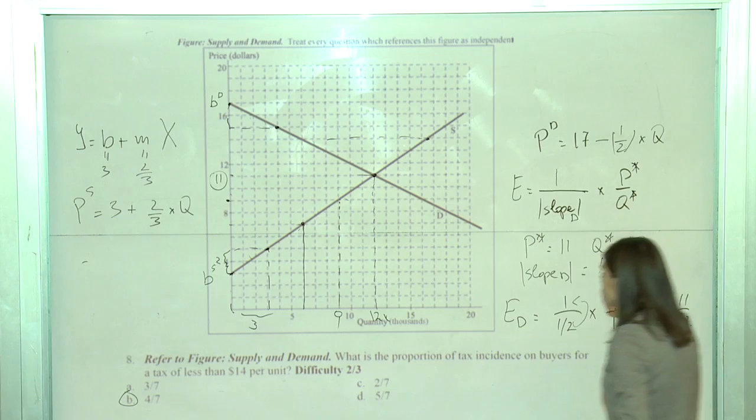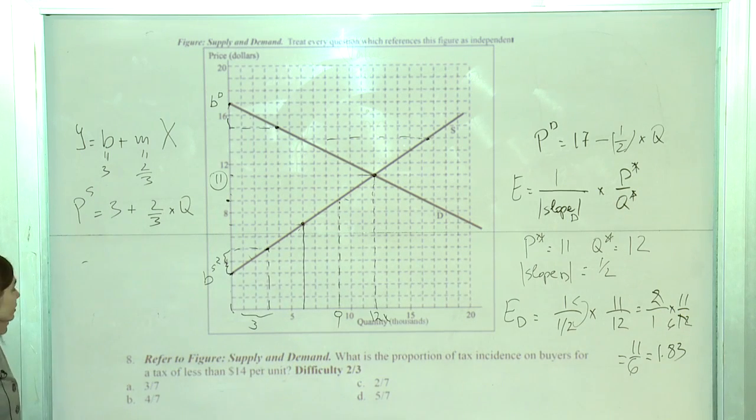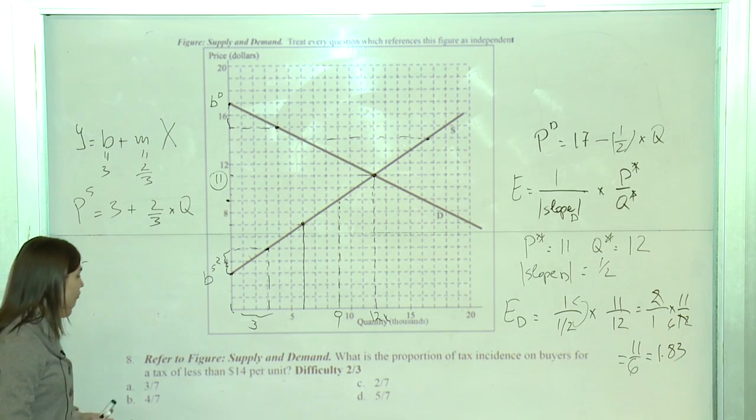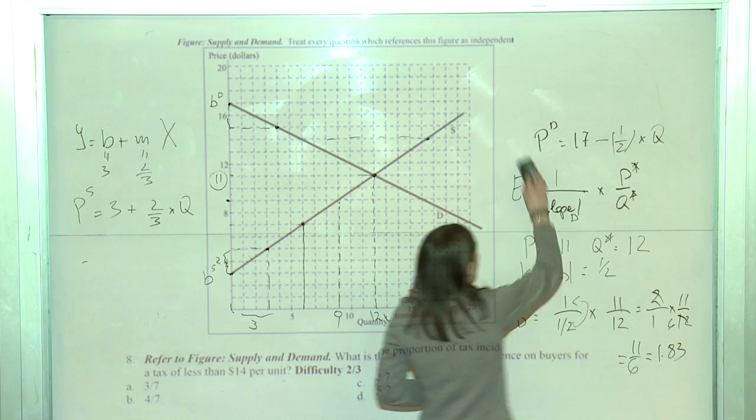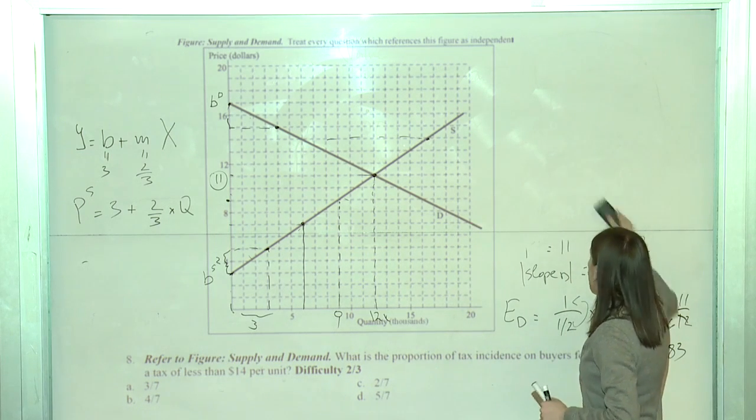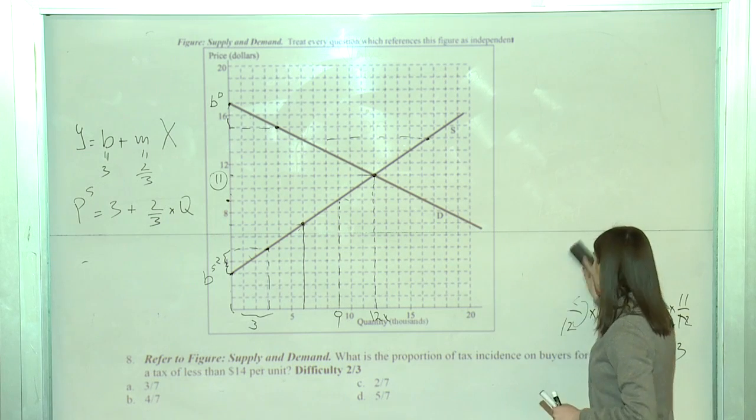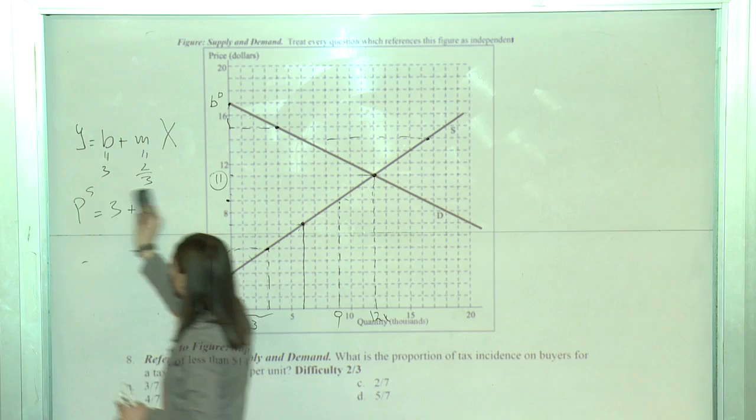Okay, so what is the proportion of tax incidence on buyers for a tax of less than $14 per unit? Basically, what percentage of the tax, or what fraction of the tax, are buyers going to end up paying if a tax is imposed?